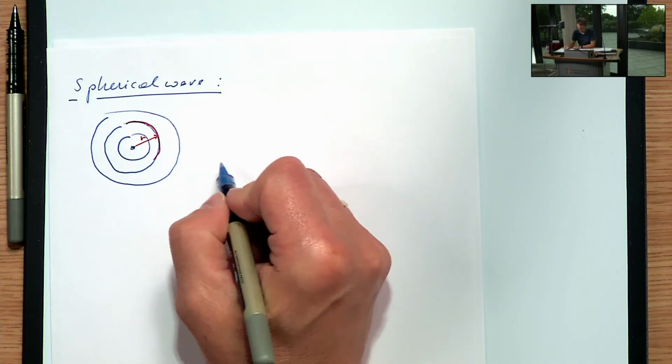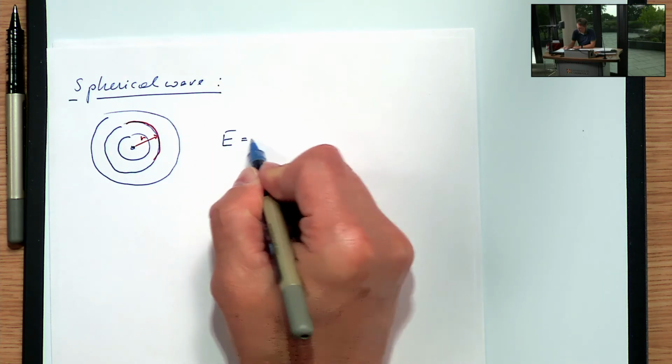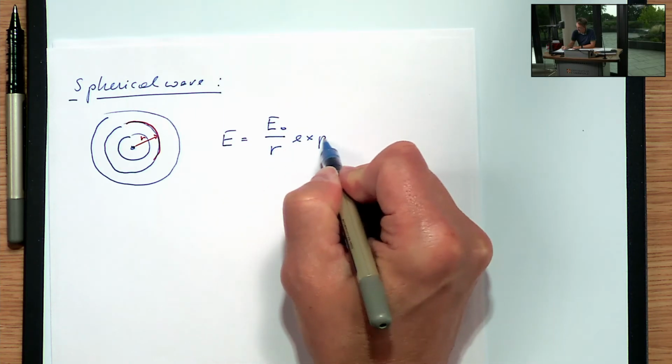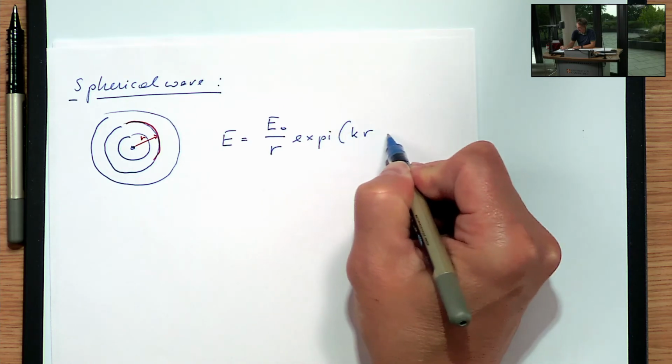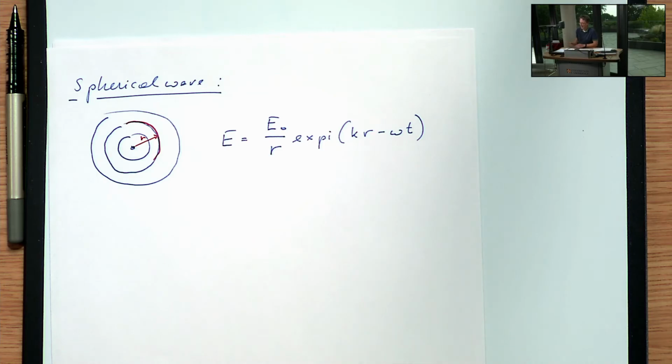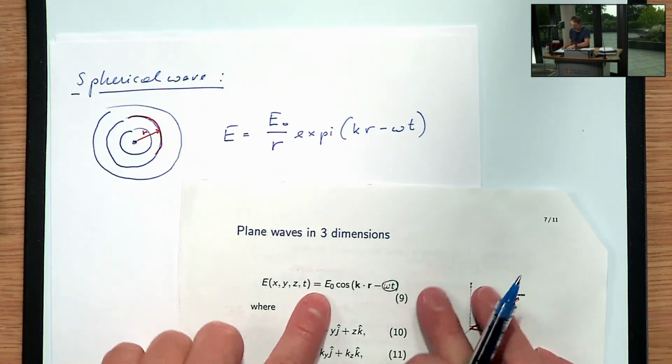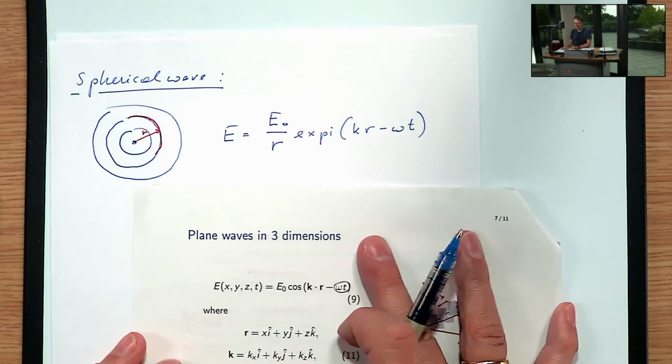The actual equation for this looks like this. We write this now in complex format as E naught over r times exponent i (kr minus omega t). Now, you may wonder, because that looks very much like what we had before. Let me just see whether I find the piece of paper that I drew this on for you. Oh no, we have this here. This looks suspiciously similar to this equation here that we had for a plane wave in 3 dimensions, right?